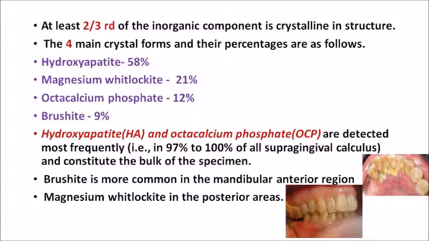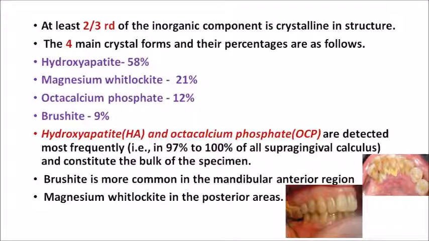Another thing is that at least two-thirds of this inorganic component is present in a crystalline structure, and there are 4 main crystal structures: hydroxyapatite, magnesium whitlockite, octacalcium phosphate and brushite. Again, the bulk of the crystalline form is hydroxyapatite. The same hydroxyapatite which is present in our bone and our tooth accounts for 58%. Magnesium whitlockite accounts for 21%, octacalcium phosphate 12%, and the least is brushite, which accounts for 9%.